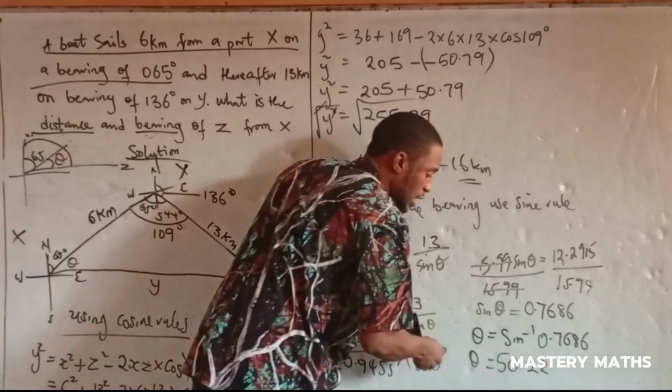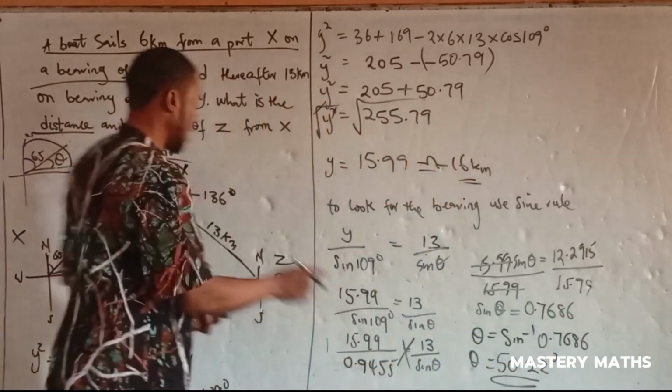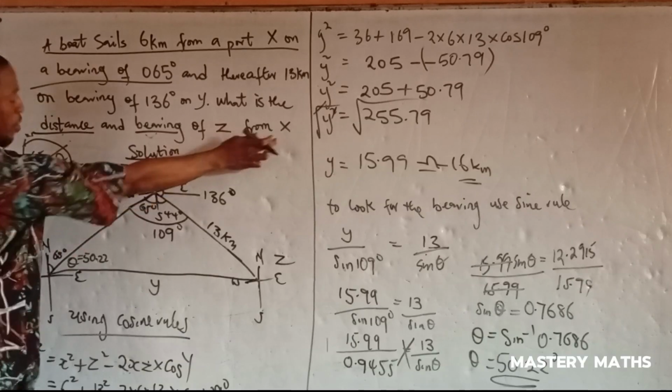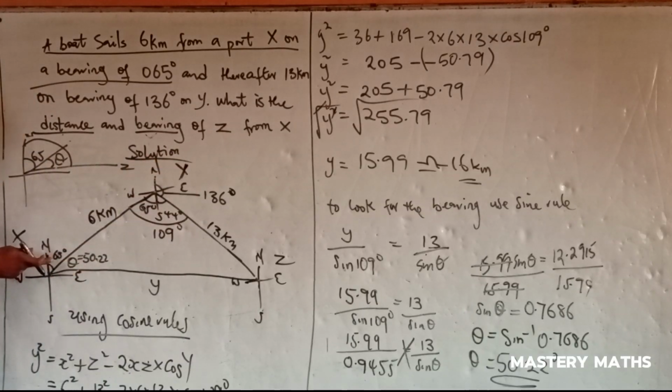So now, this 50.22 degrees is the one we got here. You see it now? So here now will be 50.22 degrees. Now, what is the bearing of z from x? Since we've gotten this part and we have another one here, for the bearing of z from x we need to add from here. Now, let me redraw it so that you understand fully what I'm trying to say. Now it looks like this.